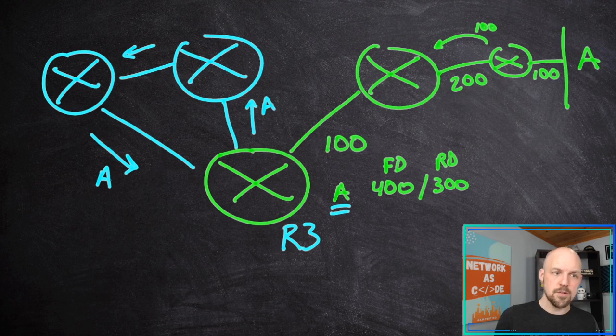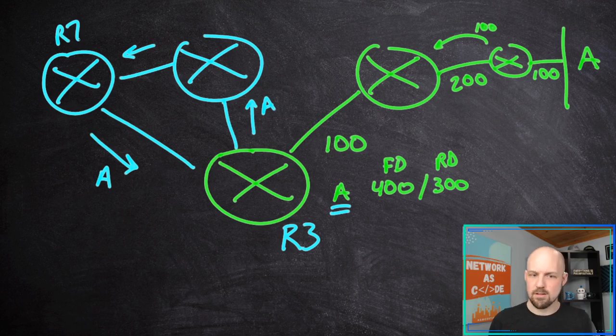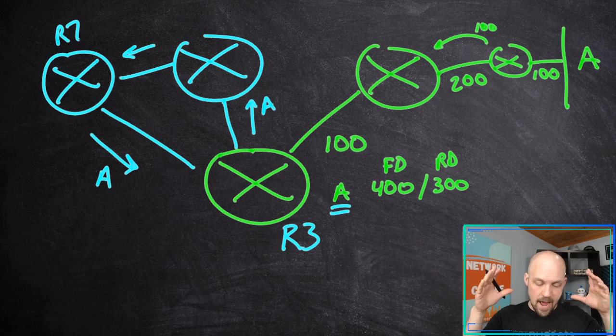Let's say this is router 7. Does router 7 have a path to network A? Yes. Does it go through router 3? Yes. That's a loop. That's not good. So why is router 7 telling router 3 that it has a path to A? Because router 7 doesn't know that it goes through router 3. Again, distance vector: I have my corner of the world, and that is it.